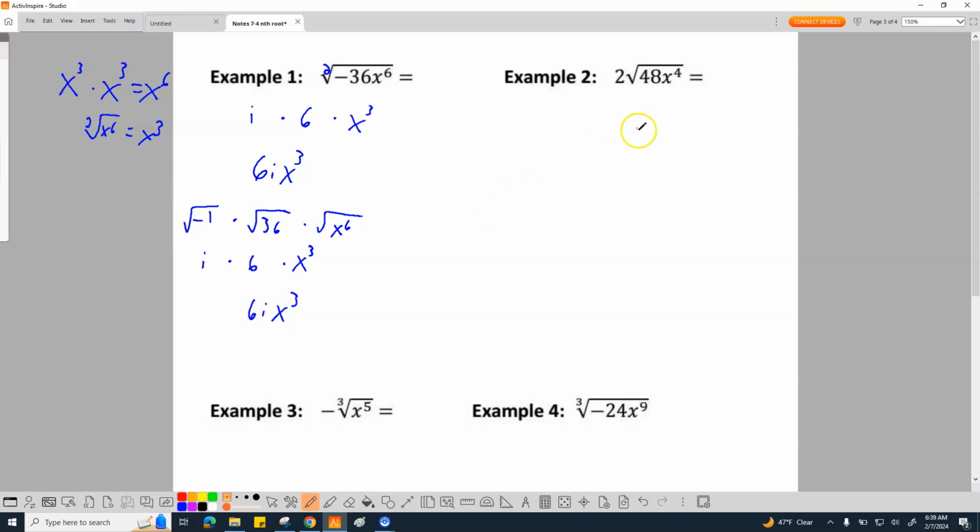Example number 2. This is another square root. Mister, what's that 2 doing there? Y'all, if it was something else, you'd see 2 little numbers. The big number is going to be in front. The little house number right here is going to be here, the nth root. So now I'm going to go ahead and break this apart. I'm going to do this: 2 times the square root of 48 times the square root of x to the 4th.